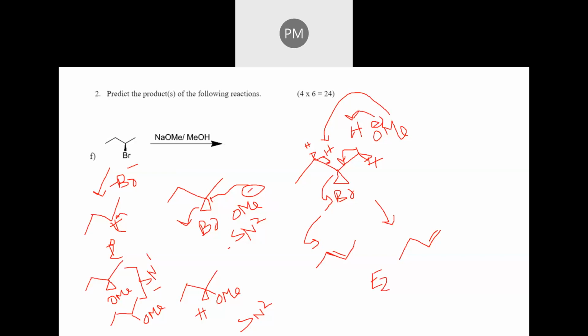And it will favor the SN2 pathway as well. Then OMe will attack from below the plane, Br is leaving out, and the product will be like this, the SN2 product. Now the E2 product will be like that.